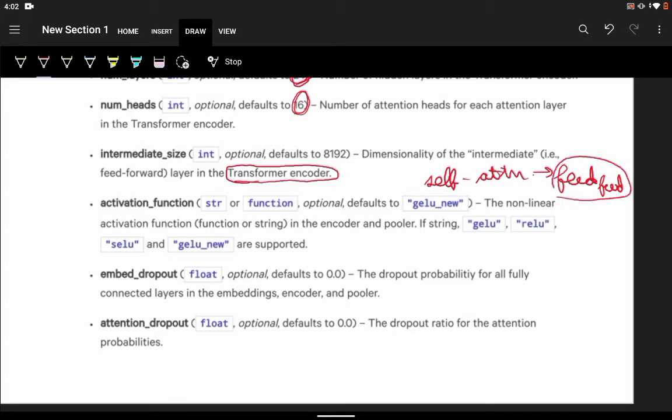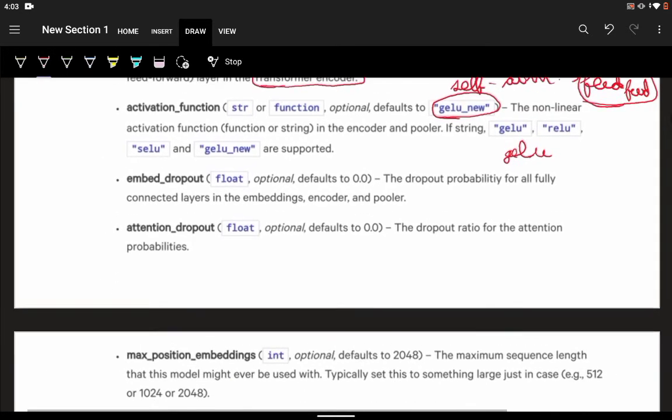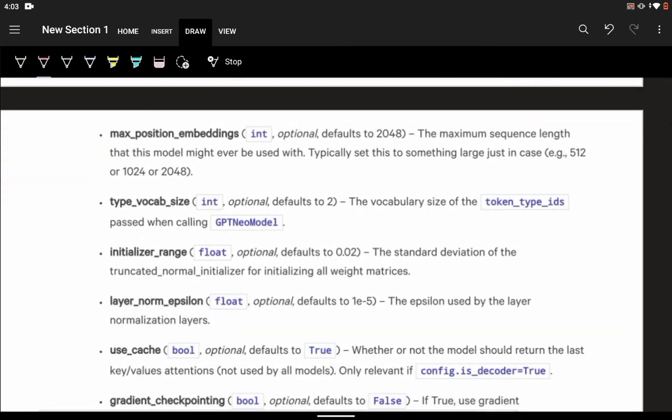So this feed forward layer here is 8192, which is quite a huge size actually. This activation function is GELU new. So in general we have GELU, it's a variant of that. So these are all similar parameters. Maximum position embeddings is 2048. So this is the maximum sequence length.